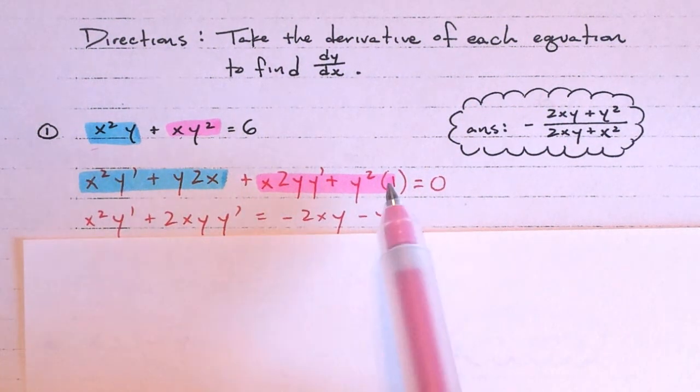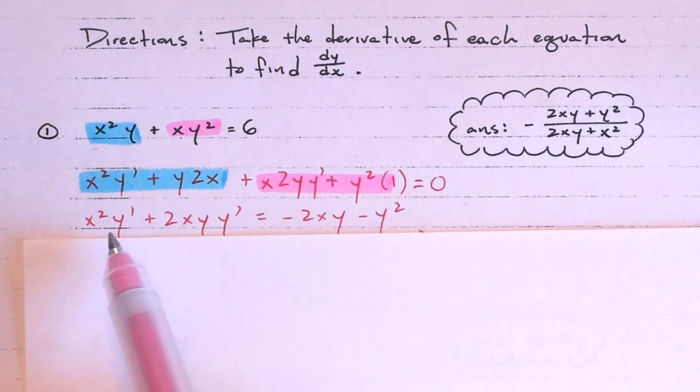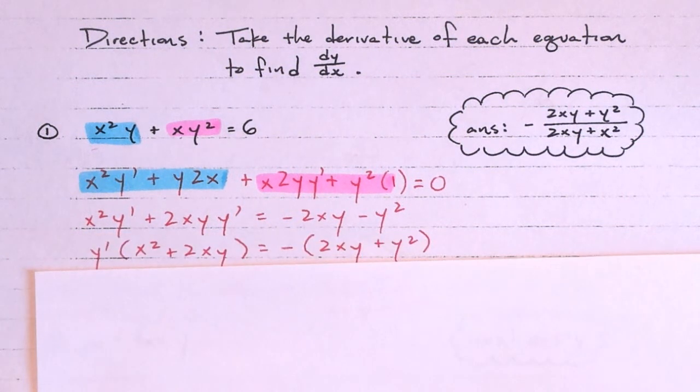Subtract that and that to the other side. And then now I have my y primes on the left side. I need to factor them out to the front. So factor them out to the front. And then I did another step over here. You don't have to, but you know that's going to match our answers.